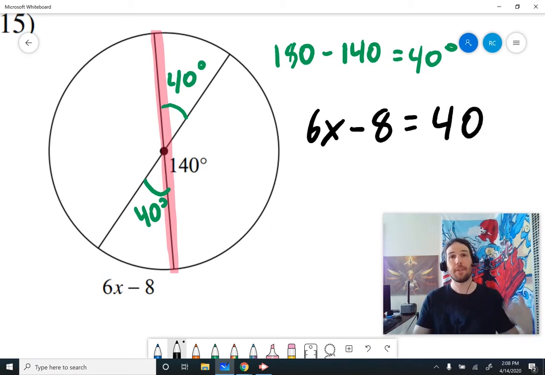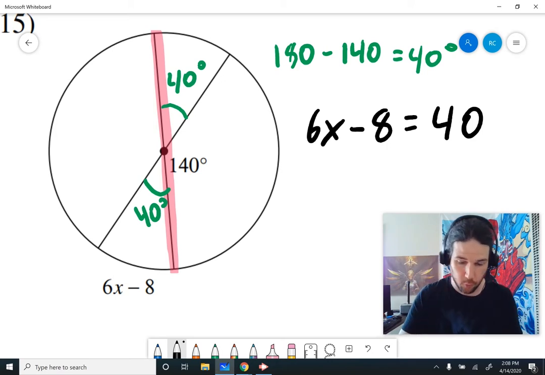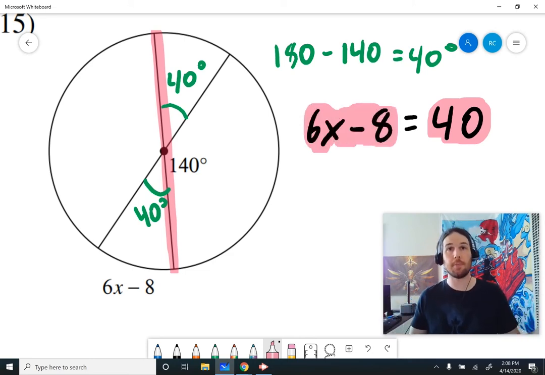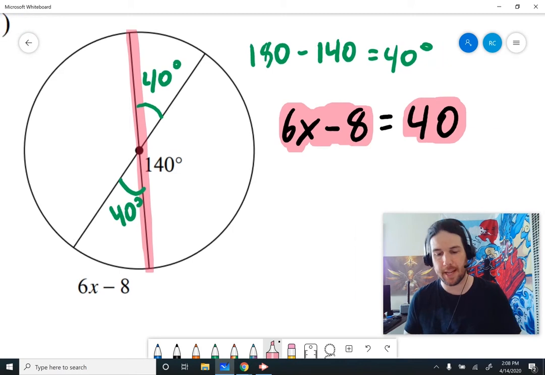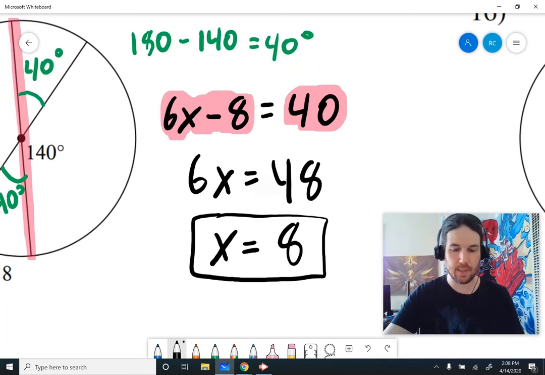Again, the measure of the arc equals the measure of the central angle. The central angle is 40 degrees. The arc has a measure of 6x minus 8. So those two values must be equal, and we can use that to solve for x. We get x equals 8.